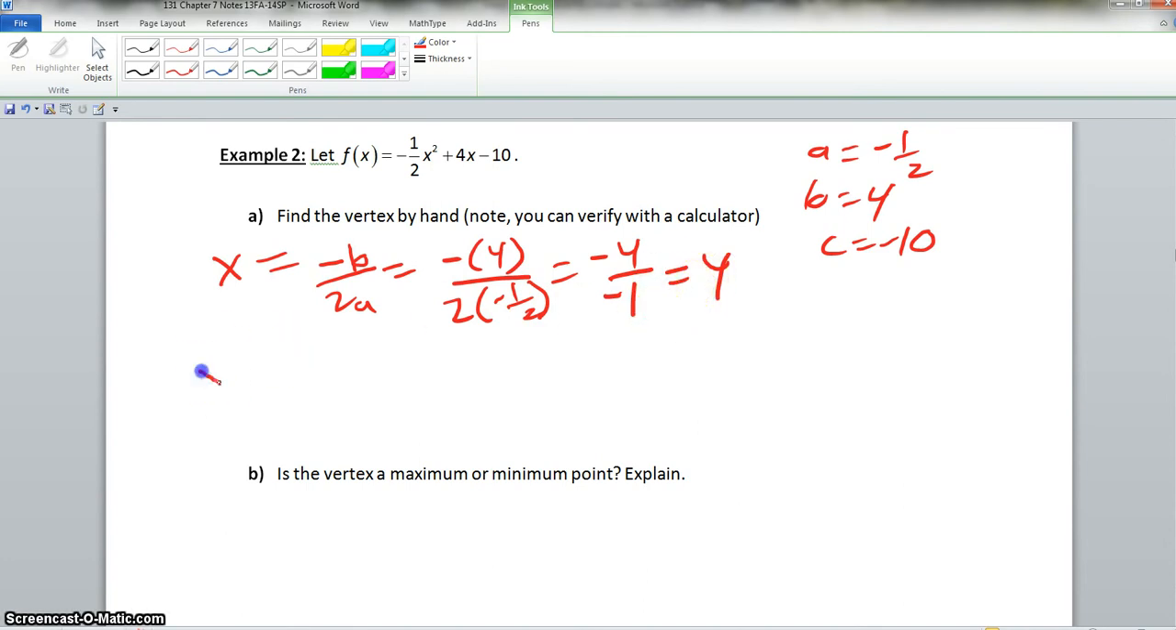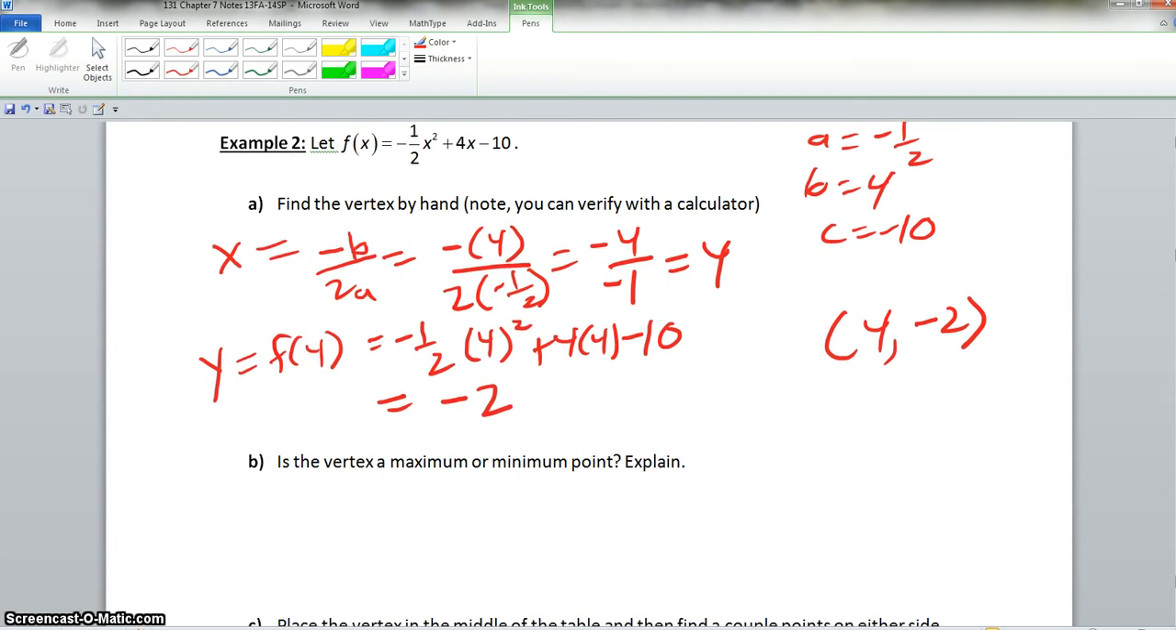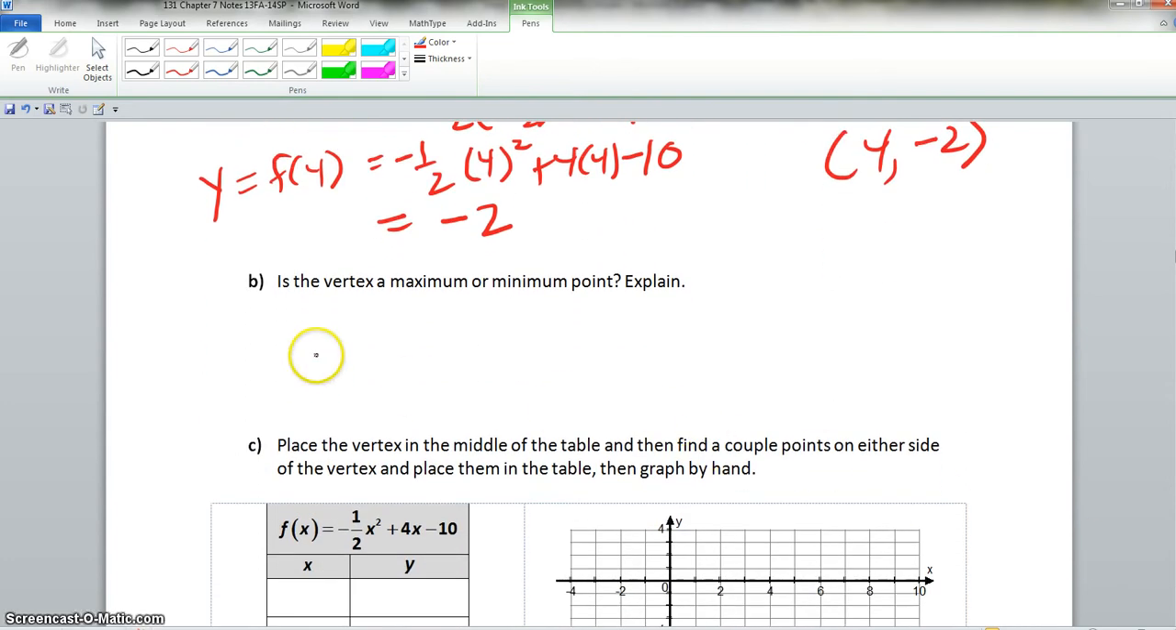Now to find y, we have y equals f of 4. And we have negative 1/2 times 4 squared plus 4 times 4 minus 10. So after we put this in a calculator, this will give us negative 2. So our ordered pair would be 4, negative 2. Now again, since a is less than 0, we already know that it's a maximum point.